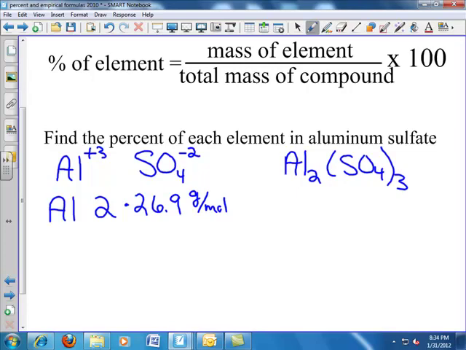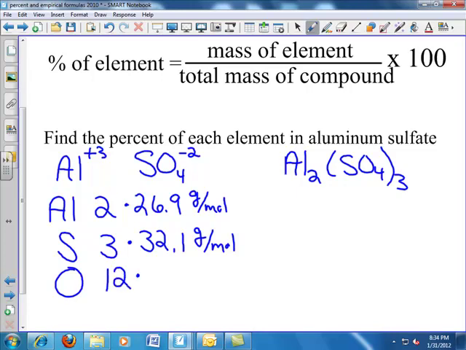And then I have how many sulfurs? And hopefully you are saying that you have 3 sulfurs. And each sulfur, looking at the periodic table, has a mass of 32.1 grams per mole. And then how many oxygens do I have? Okay, hopefully you're saying that you have 12 oxygens, and each oxygen is 16 grams per mole.